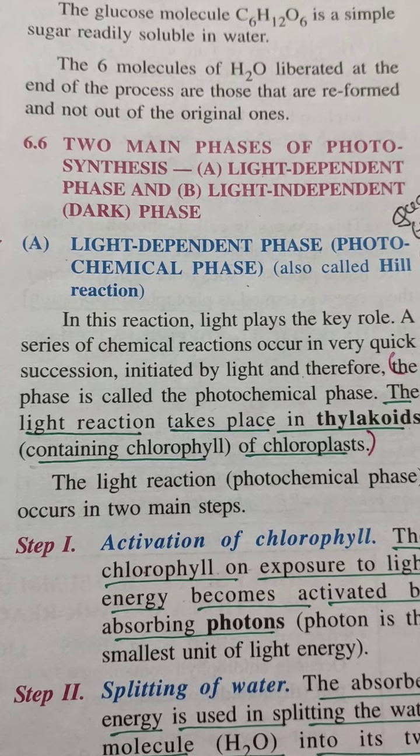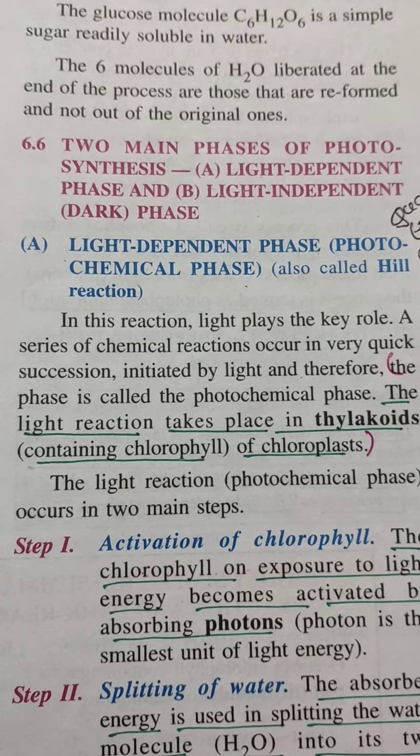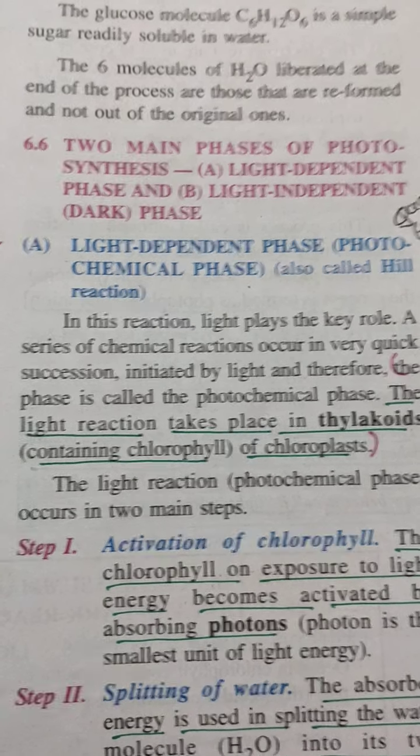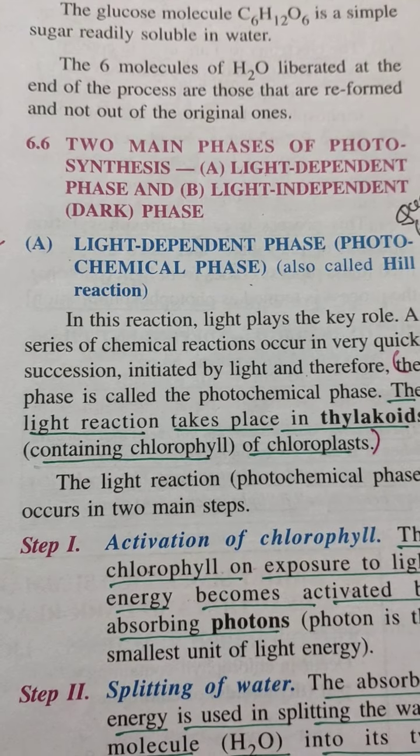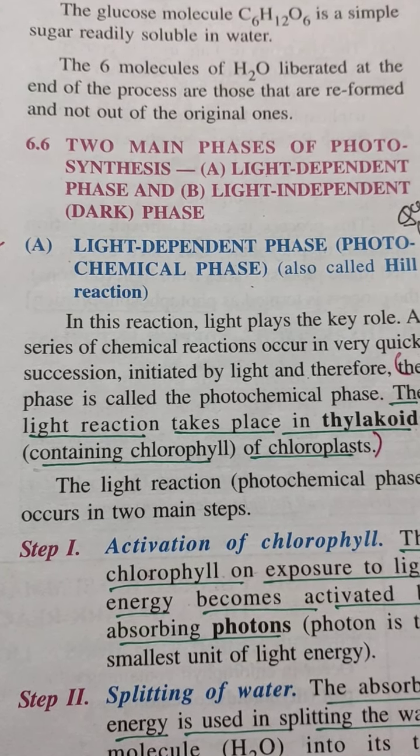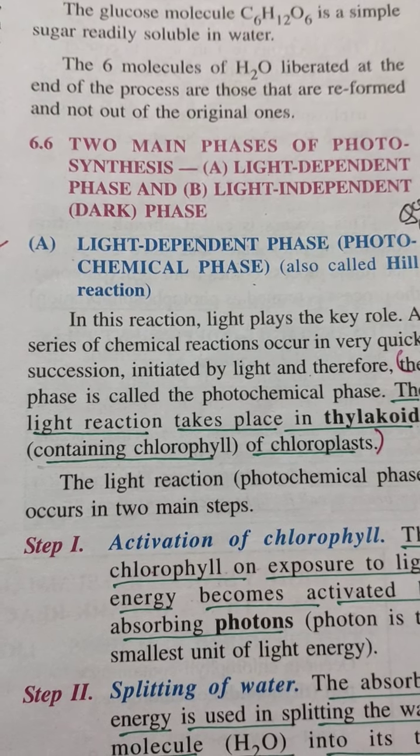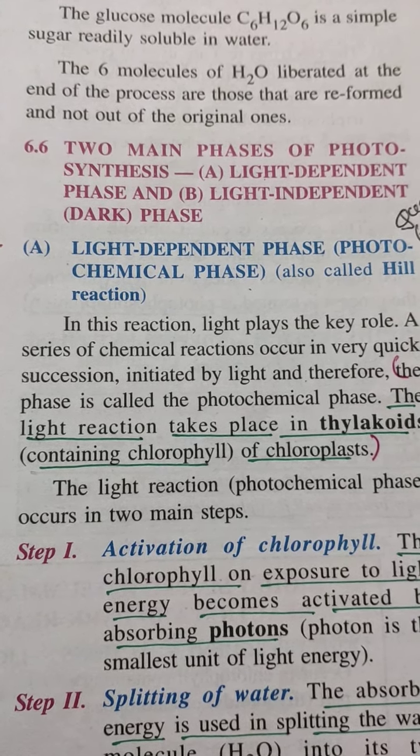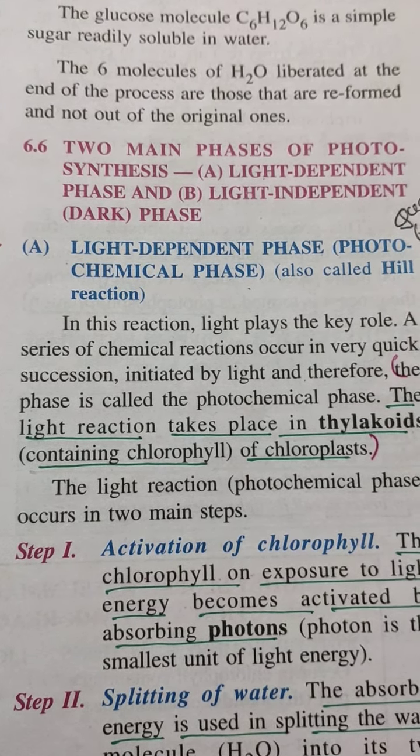Very important point, class 10, for your boards. Where is the site of light reaction? You have to remember thylakoids. You can also write grana. Marks will not be cut in your ICSE if you write grana, but if you write thylakoids, it will be a more specific answer. Clear? Now, there are two main steps in this photochemical phase that you have to remember.